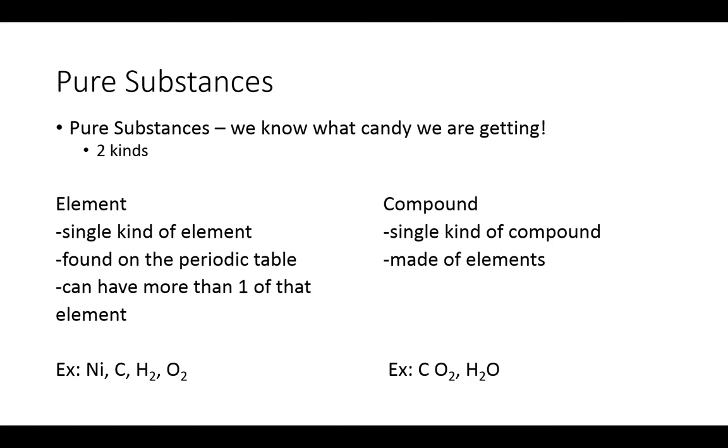Or compounds, it's still one kind of compound, but compounds are made of elements. So the example we have are carbon dioxide and H2O. Now the carbon dioxide, it has carbon and oxygen, but they're stuck together. And then in the H2O, you have hydrogen and oxygen, and they're stuck together as well. So although you have multiple elements, you only have one kind of compound.